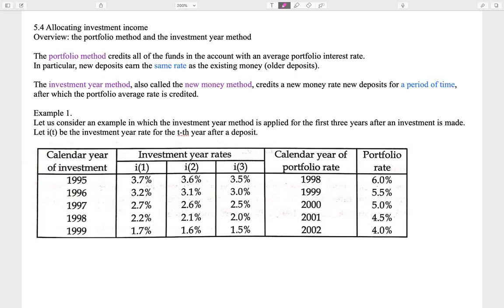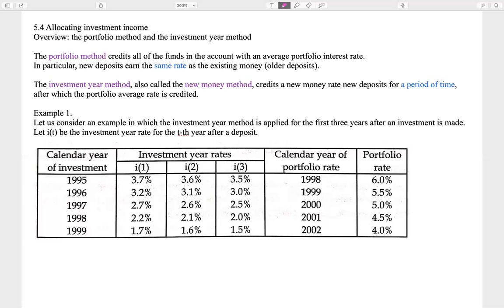It's a very small section, so I think 10 minutes, maybe a little bit more, is enough for us to finish. Again, we will base our learning on a particular example. Here we have a quick overview. The overview is to introduce two methods to determine how deposits are credited. One method is the portfolio method. The other one is the investment year method. So let's take a look at the definition of them.